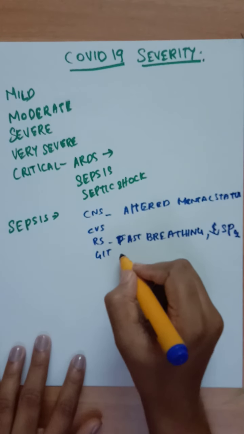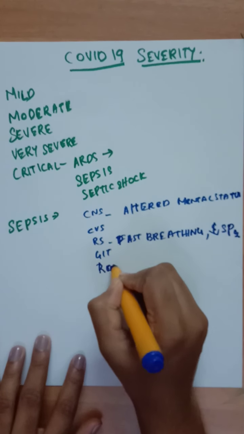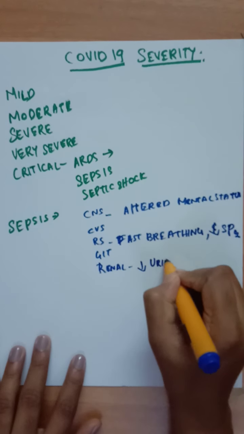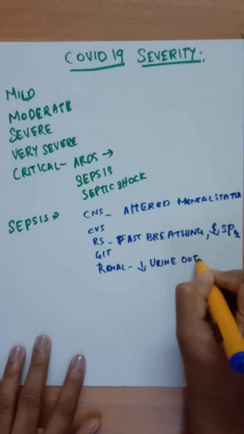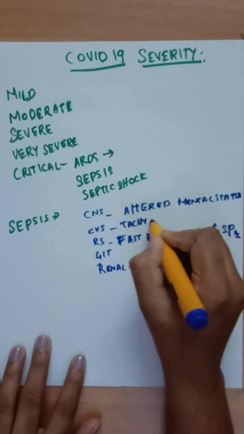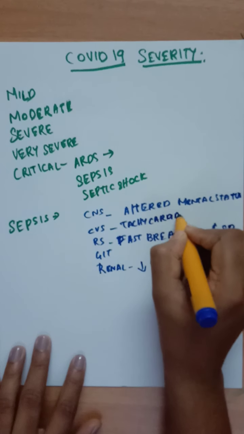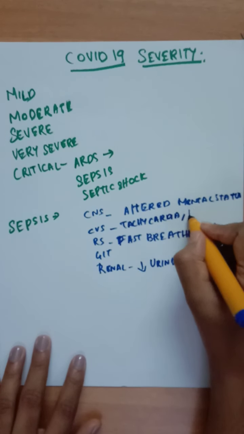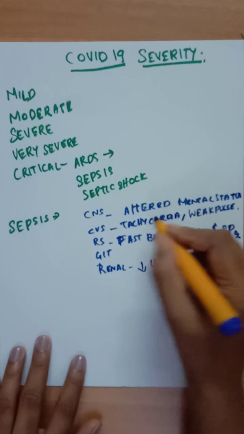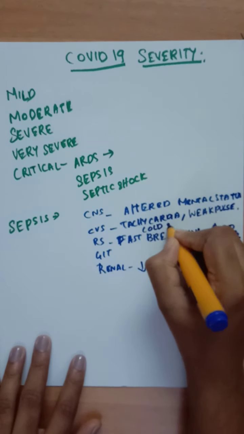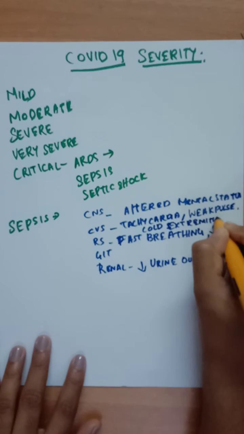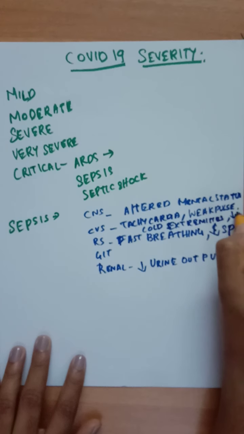Renal: decreased urine output. Cardiovascular: tachycardia, weak pulse, cold extremities, and decreased BP.